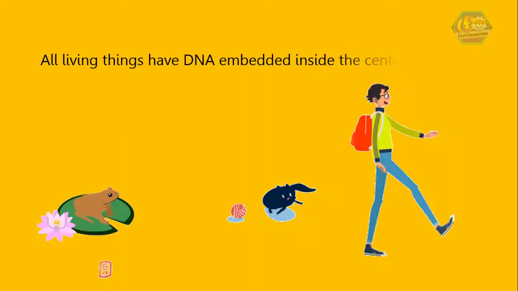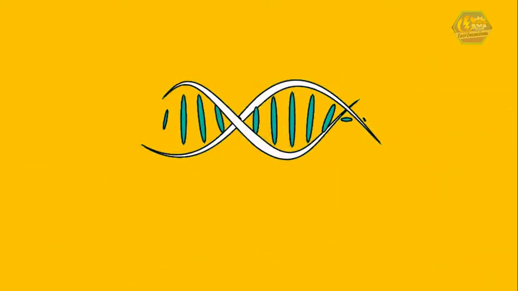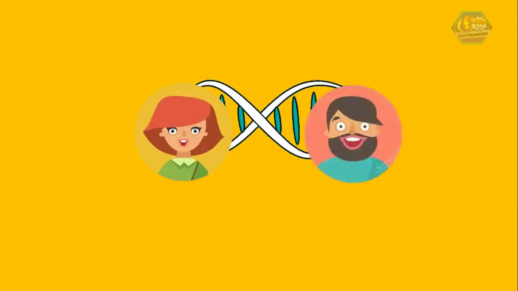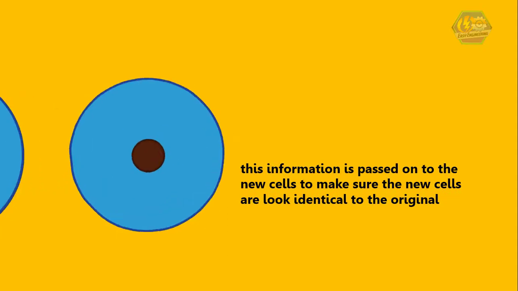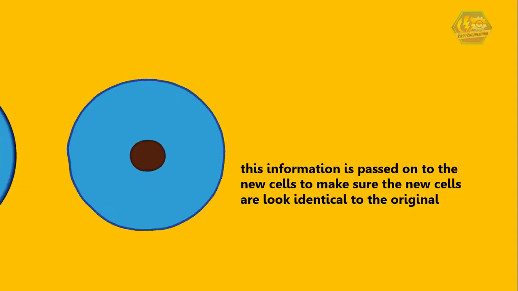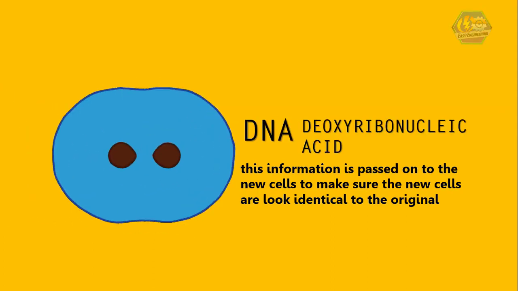All living things have DNA embedded inside the center of their cells. It is the genetic information passed down from our parents, half from our mother and half from our father. Now, every time one of our cells divides to duplicate itself, this information is passed on to the new cells to make sure the new cells look identical to the original. DNA is short for Deoxyribonucleic acid.